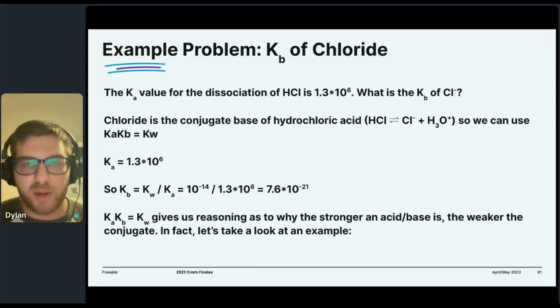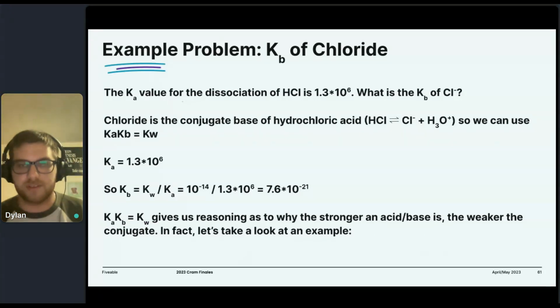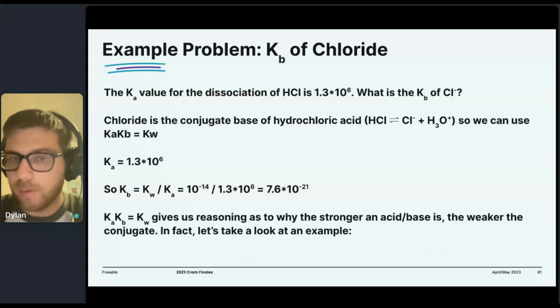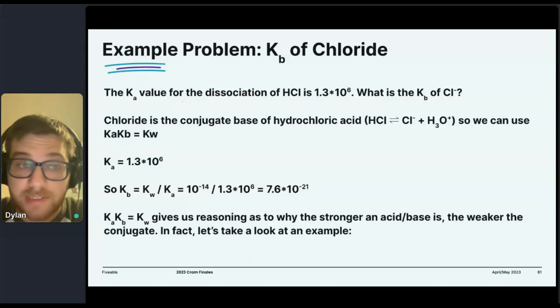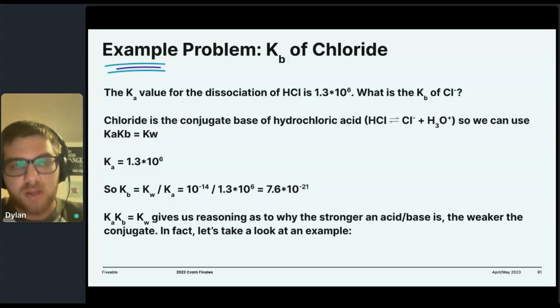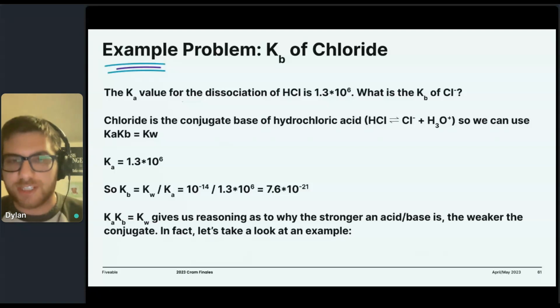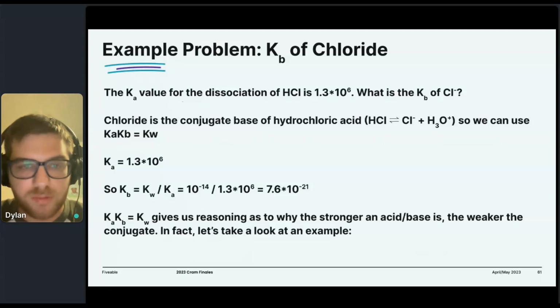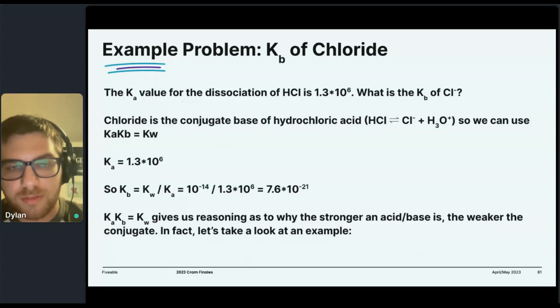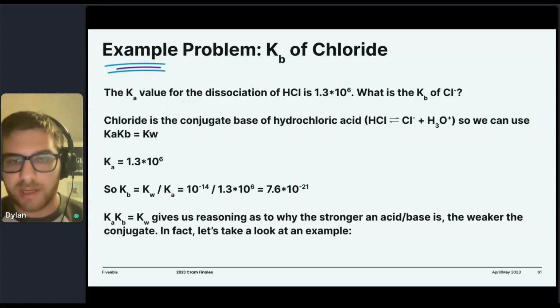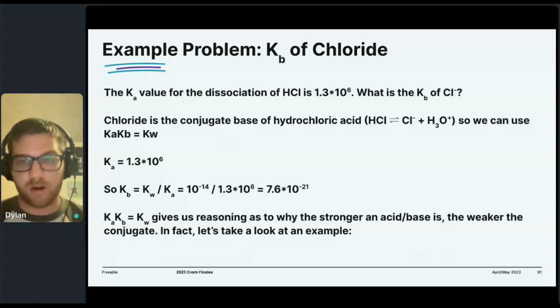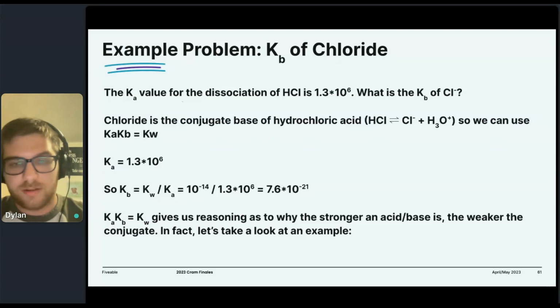Similarly, here's what we were just talking about, right? Find the Kb of chloride, and I'm going to move through this problem relatively quickly, right? We're told the Ka value for the dissociation of HCl is 1.3 times 10 to the 6th. First of all, note that that's disgustingly high, right? HCl is a strong acid. So what's the Kb of the conjugate base, Cl minus? So we can write out our dissociation and use Ka times Kb equals Kw, and we find a Kb of 7.6 times 10 to the minus 21, right? So this kind of shows how Ka times Kb equals Kw can give us a reasoning as to why the stronger an acid or base is, the weaker the conjugate.